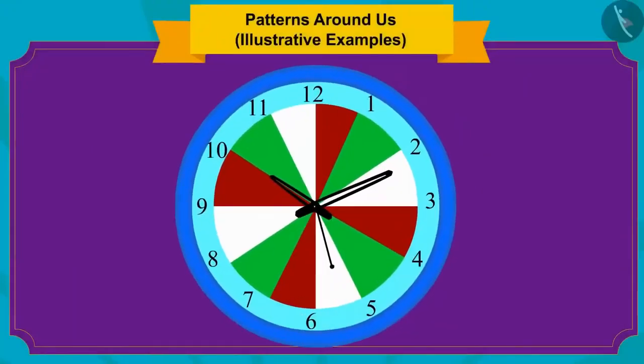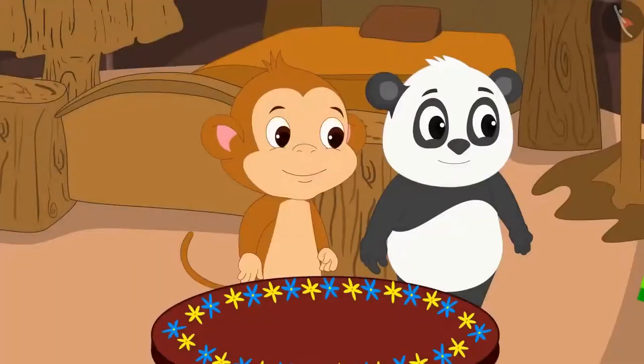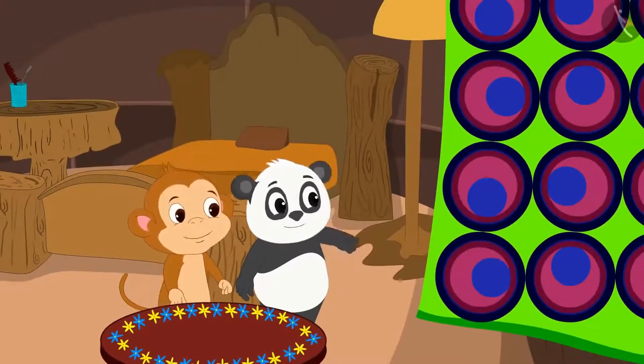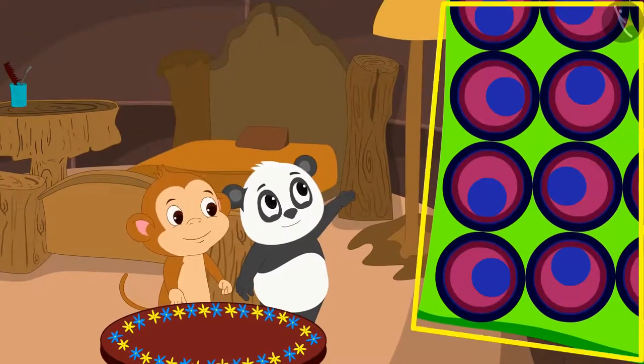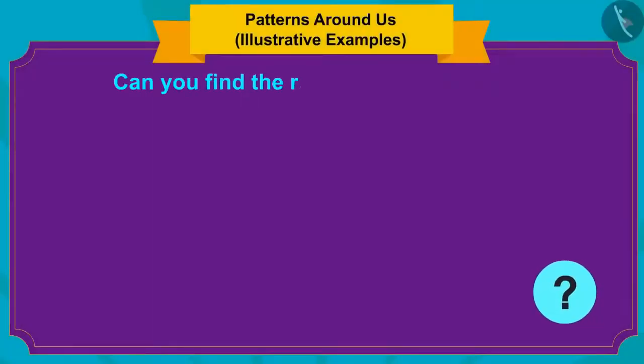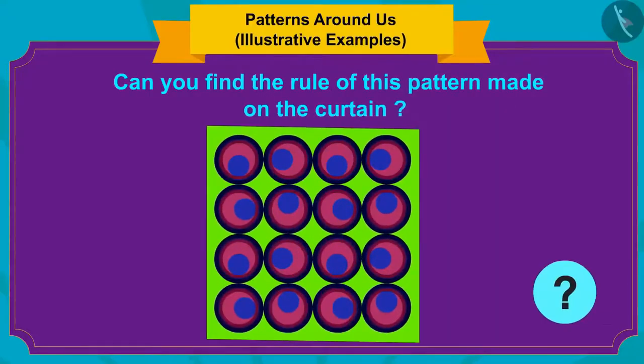Yes! Here, a group of white, red, and green strips are repeated in order to form a pattern. Golu and Babban also saw a unique pattern on the curtain of Golu's house. Can you find the rule of this pattern made on the curtain? If you want, you can stop the video and find the answer.